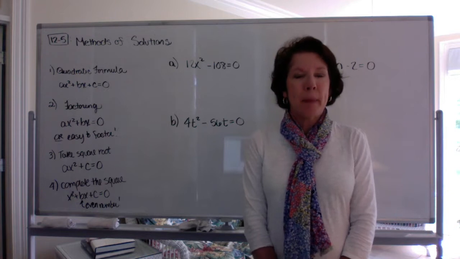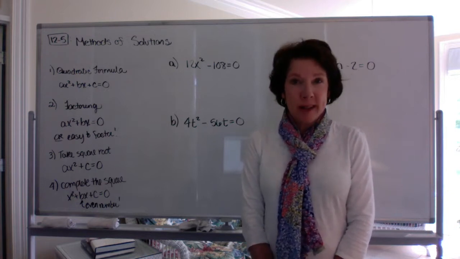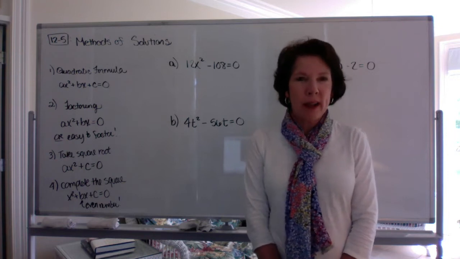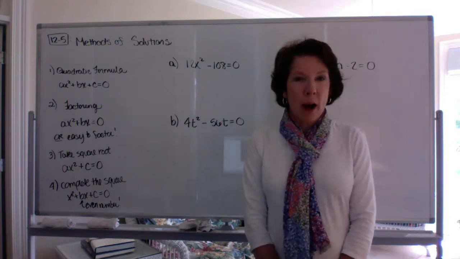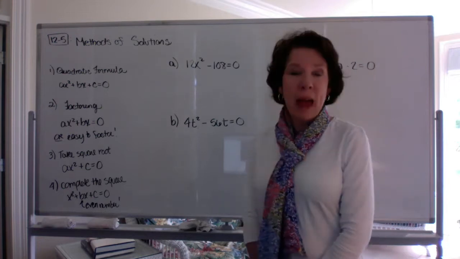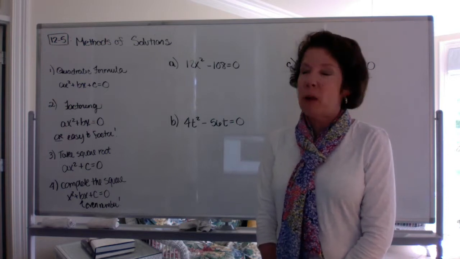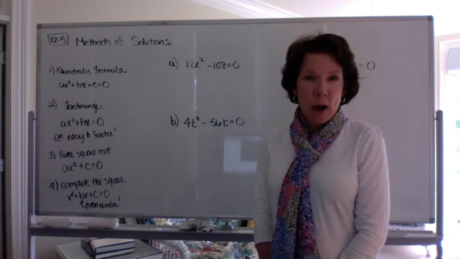It is Monday, May 2nd, and today we're kind of doing a review lesson. We're summarizing all the ways that we can solve a quadratic equation. So this is 12.5. It's called Methods of Solutions. So we're going to review the 4 ways this year that we have learned how to solve a quadratic equation.